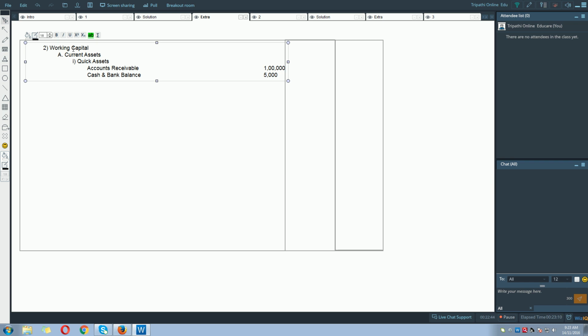One lakh. Cash and bank balance 5,000. So the total current asset that we have is 1,05,000.